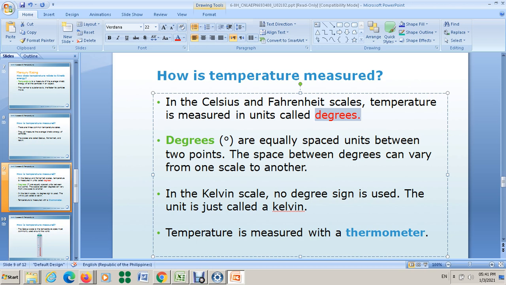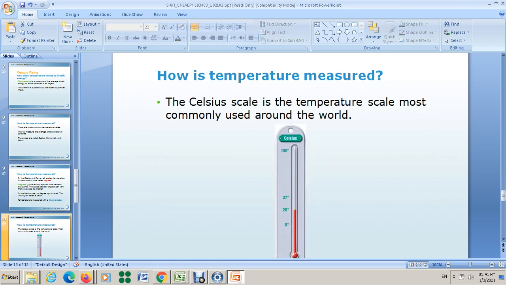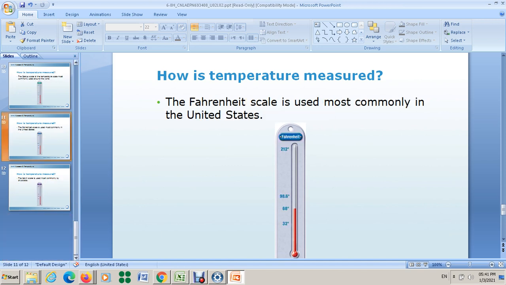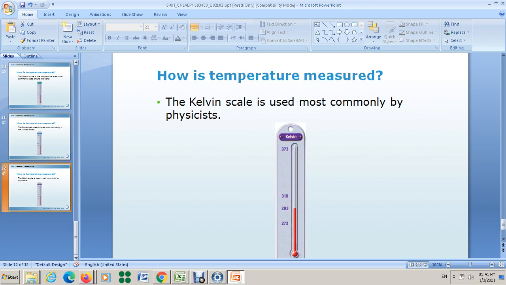Temperature is measured, as we mentioned, by using a thermometer. The Celsius scale is the temperature scale most commonly used around the world. The Fahrenheit is used most commonly in the United States, as we mentioned. The Kelvin scale is used most commonly by physicists for their experiments. If you are reading a physics book, you will most likely find they are using the Kelvin scale. And don't forget the absolute zero.